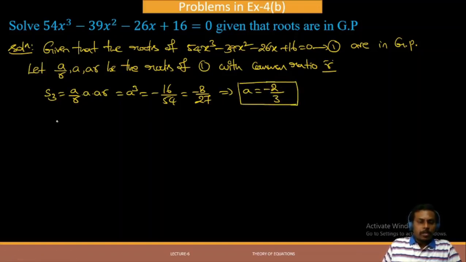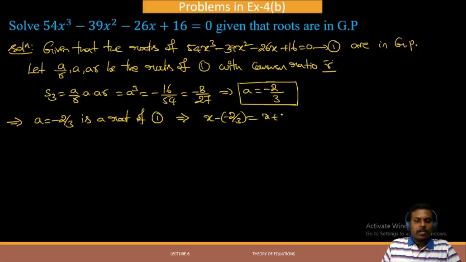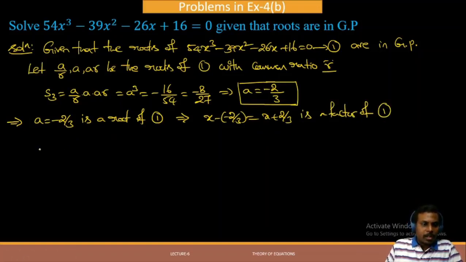Okay, so this implies a is equal to minus 2 by 3 is a root of equation 1. This implies x minus of minus 2 by 3, that is equal to x plus 2 by 3 is a factor of the equation 1.